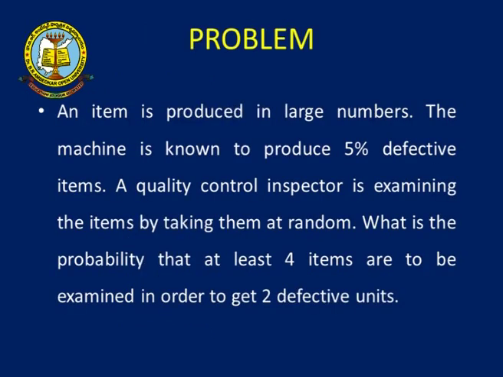One problem. An item is produced in large numbers. The machine produces 5% defective items. A quality control inspector is examining the items by taking them at random. What is the probability that at least 4 items have to be examined to get 2 defective units?